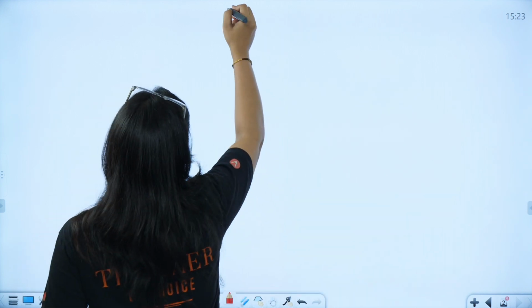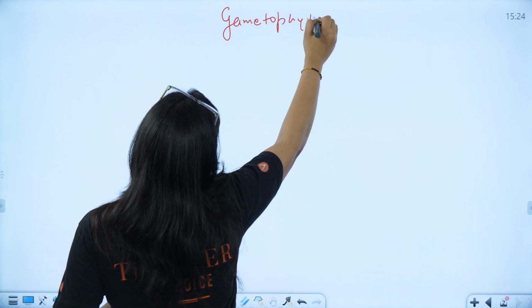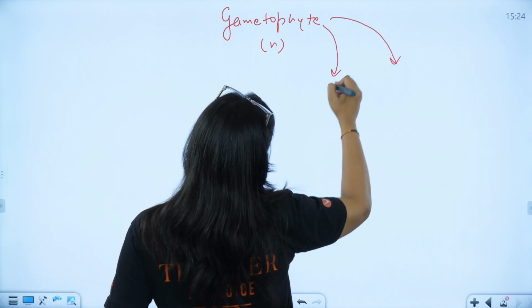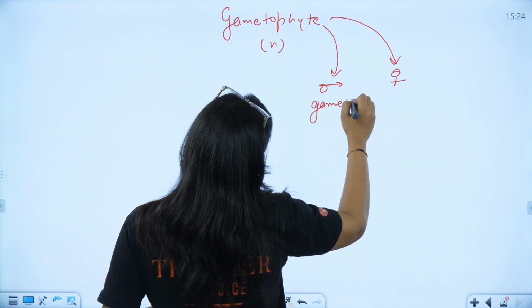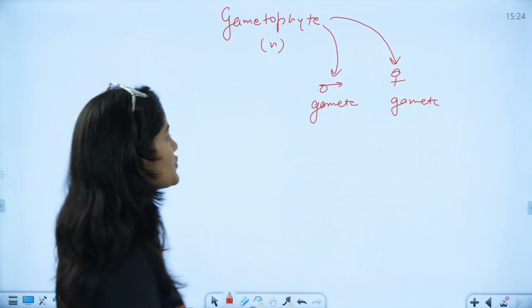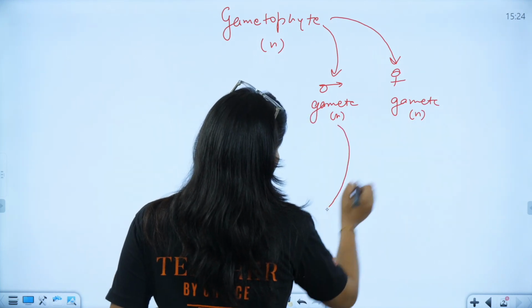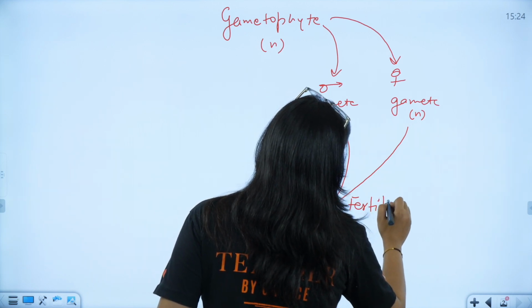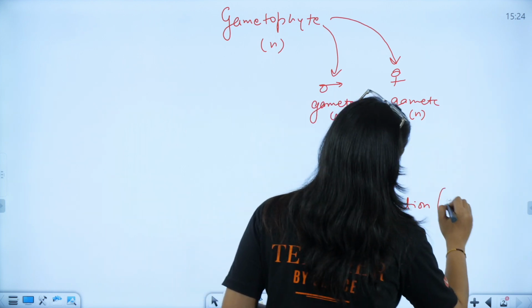First of all, we are going to have your gametophyte. This is your gametophyte, which is haploid in nature. This gametophyte is going to produce two different gametes, one male and one female gamete. Both the gametes are haploid in nature. These haploid gametes will undergo fertilization, also known as syngamy.